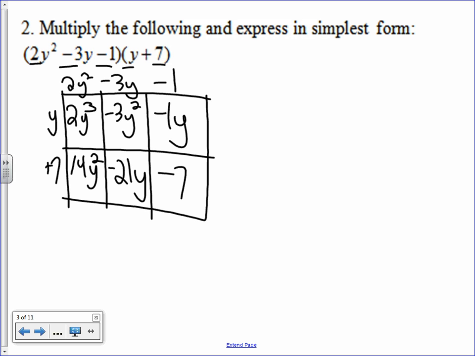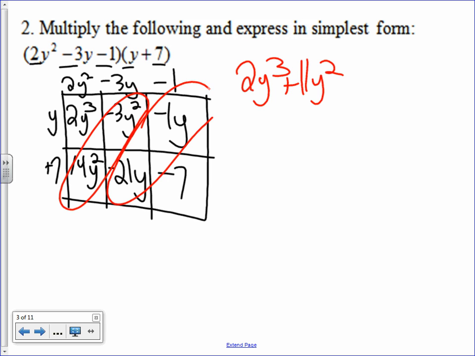Now that I have these, I combine like terms. 2y to the third, I have nothing to combine it with. 14y squared plus negative 3y squared is positive 11y squared. Negative 21y plus negative 1y is negative 22y. And finally, minus 7.